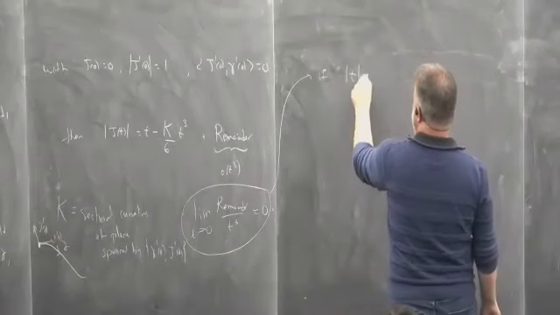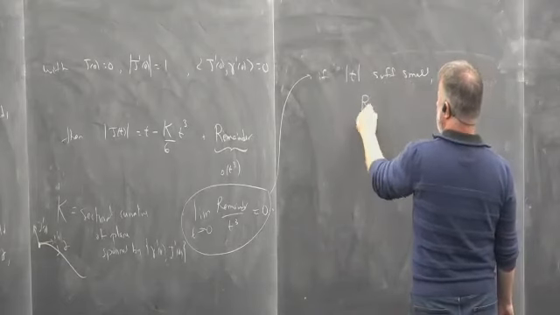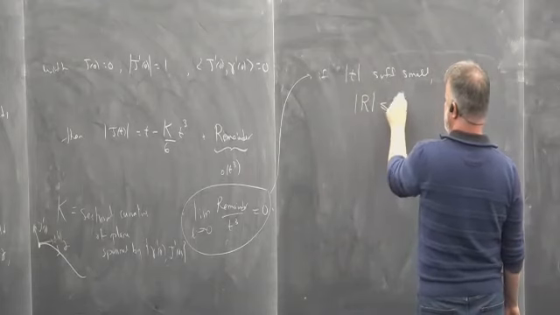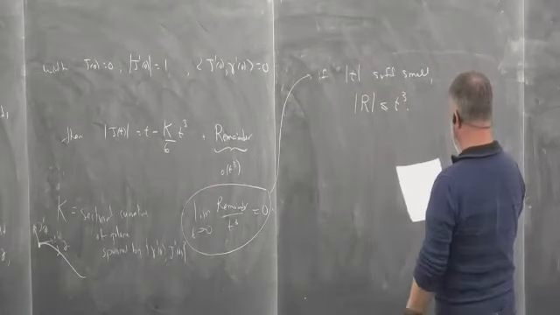So if t is sufficiently small, then the remainder is less than or equal to t cubed. Okay, because the remainder over t cubed is less than 1.